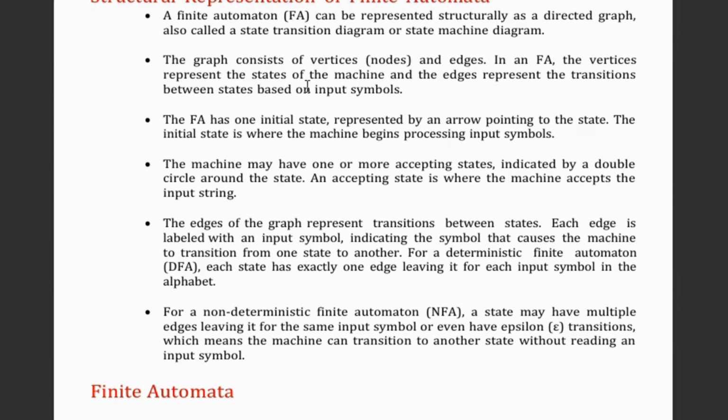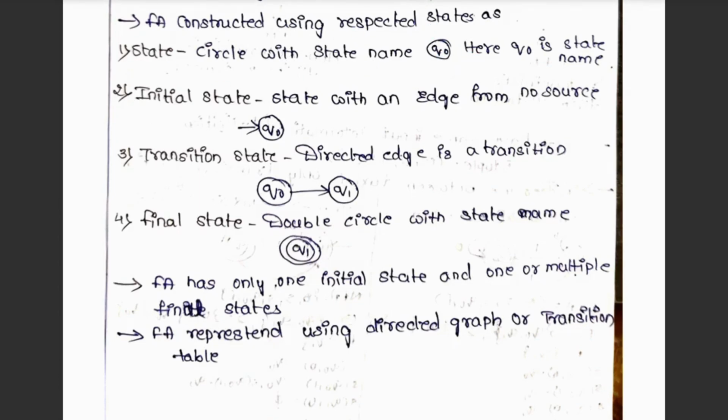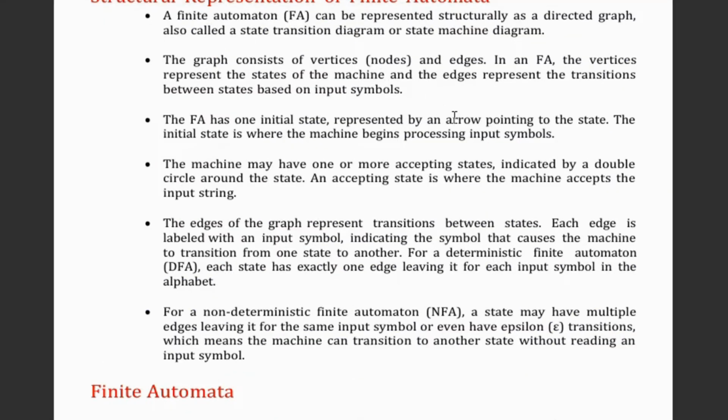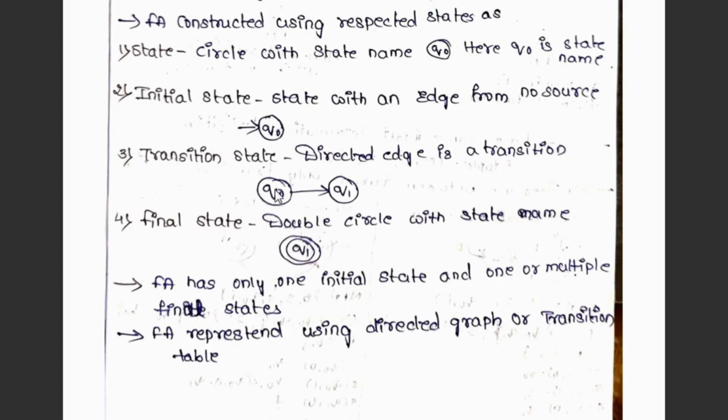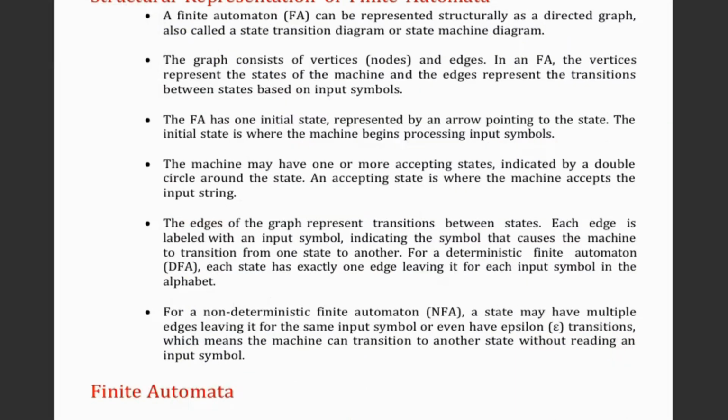The graph consists of vertices, which are nodes, and edges. In an FA, the vertices represent the states of the machine. You all know what a state is. This state is represented as a vertex. The relation between these two nodes, or vertices, or states, is nothing but the edge, or transition, direction, an arrow. Okay, we have many names.